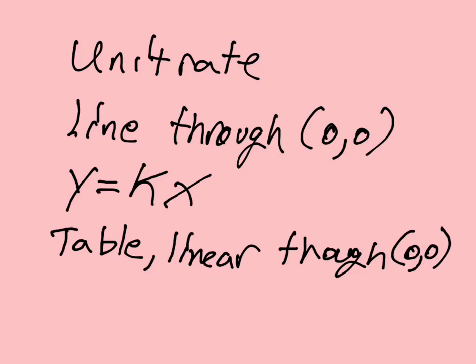So if you say you have a unit rate, that automatically means you have a line through 0, 0. That automatically means you have y equals kx. Automatically means you can make a table that is linear that goes through 0, 0. If you have a table that's linear that goes through 0, 0, means you have y equals kx, means you have a line through 0, 0, means you have a unit rate, and so on and so forth. That is what direct variation is.